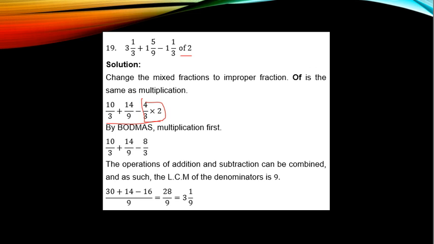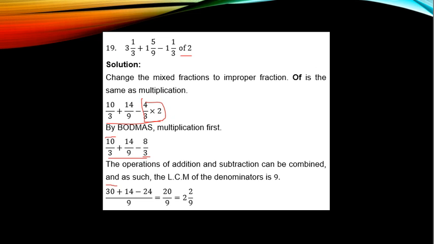So you find the LCM of 3, 9 and 3, and that is 9. Divide 9 by 3, you have 3. 3 times this 10, you have 30. Divide 9 by 9, you have 1. 1 times 14, 14. Divide 9 by this 3, you have 3.